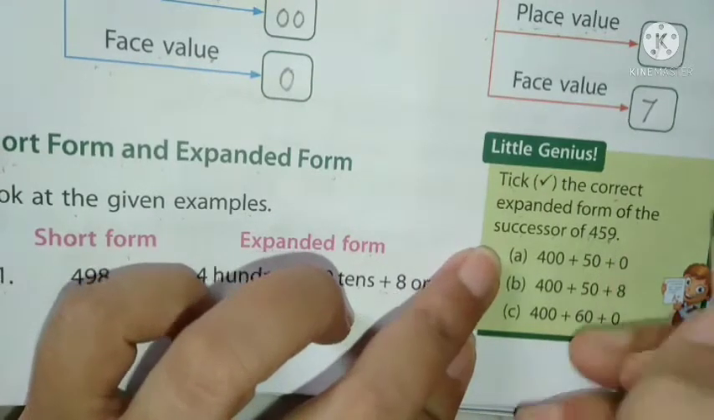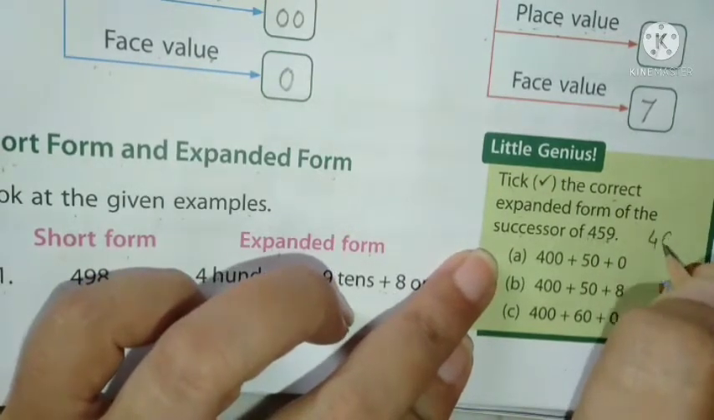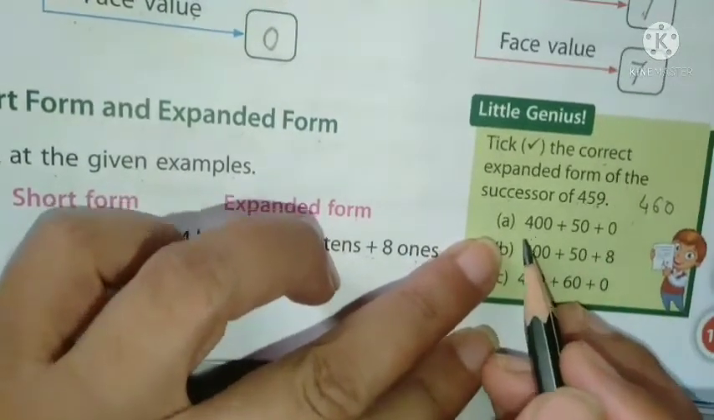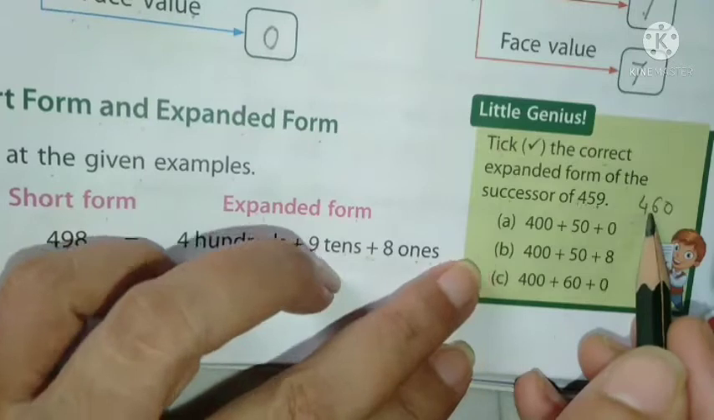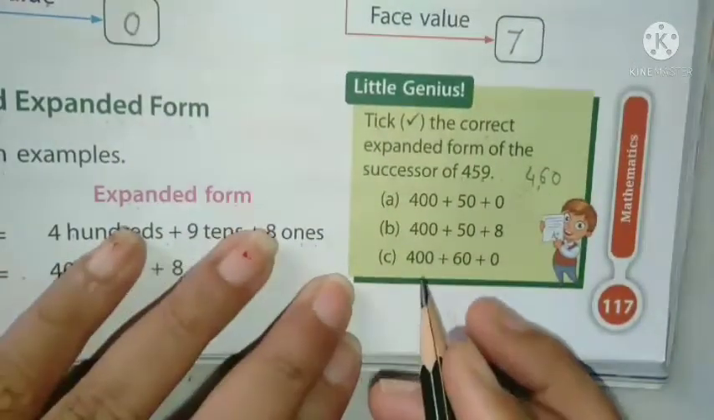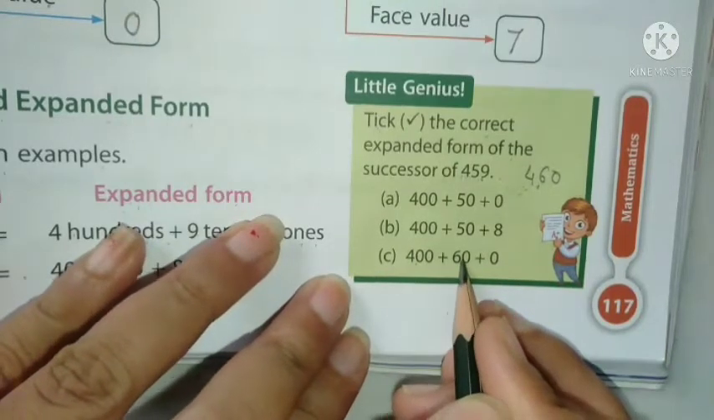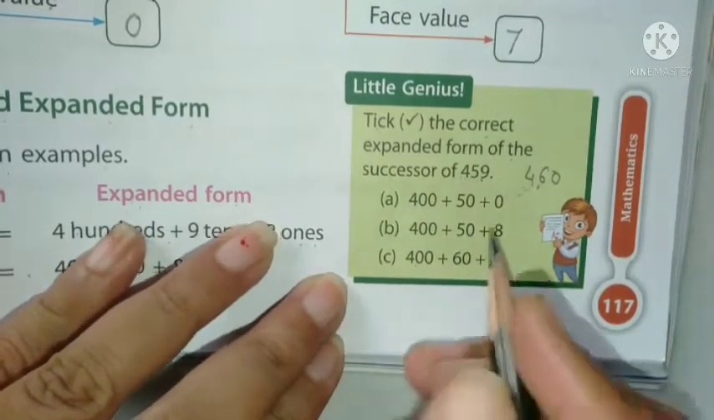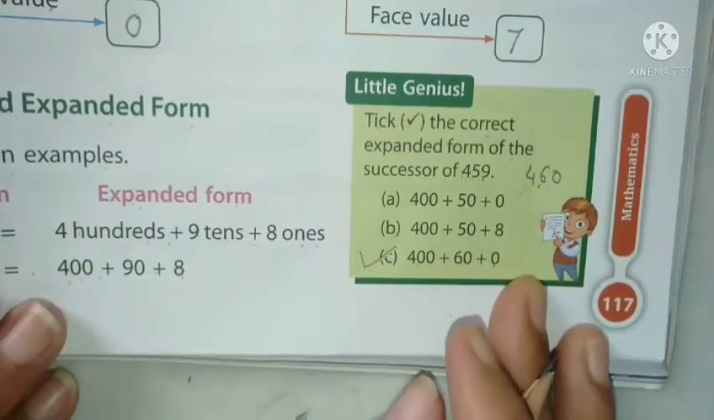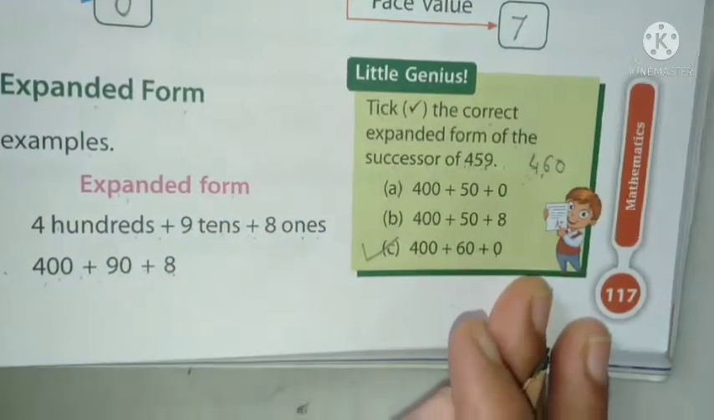460. So, which is the correct expanded form of the given number? 460 का expanded form क्या आएगा? 400 plus 60 plus 0. So this is the correct answer. So tick mark here.